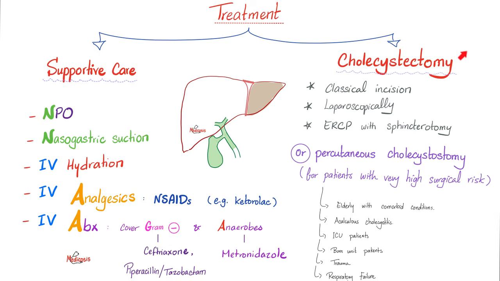Next, the surgery, cholecystectomy. We have the classical incision, or better, laparoscopically. ERCP with sphincterotomy is also an option. What if the patient is at a very high surgical risk and I would not do surgery? Example, he's very old, acalculous cholecystitis, he's in the ICU, he's in the burn unit, trauma patient, respiratory failure. What should I do? Percutaneous cholecystostomy. This requires a very skilled surgeon.